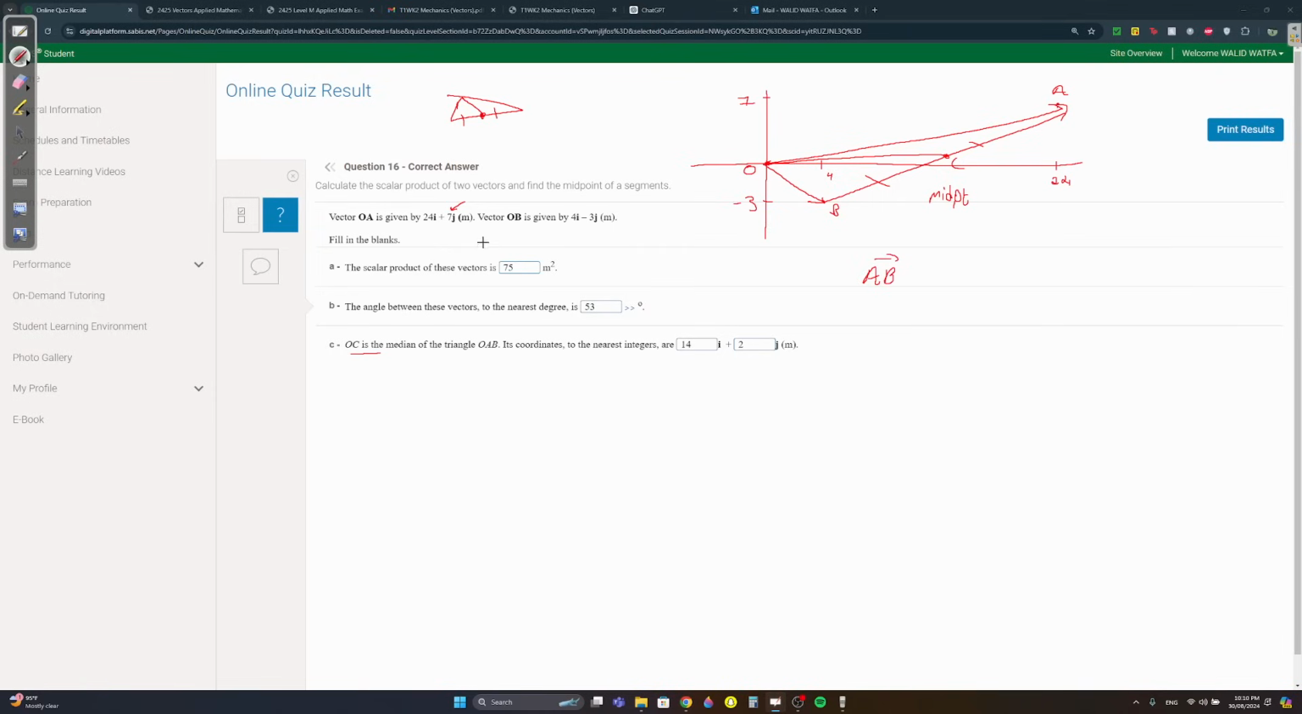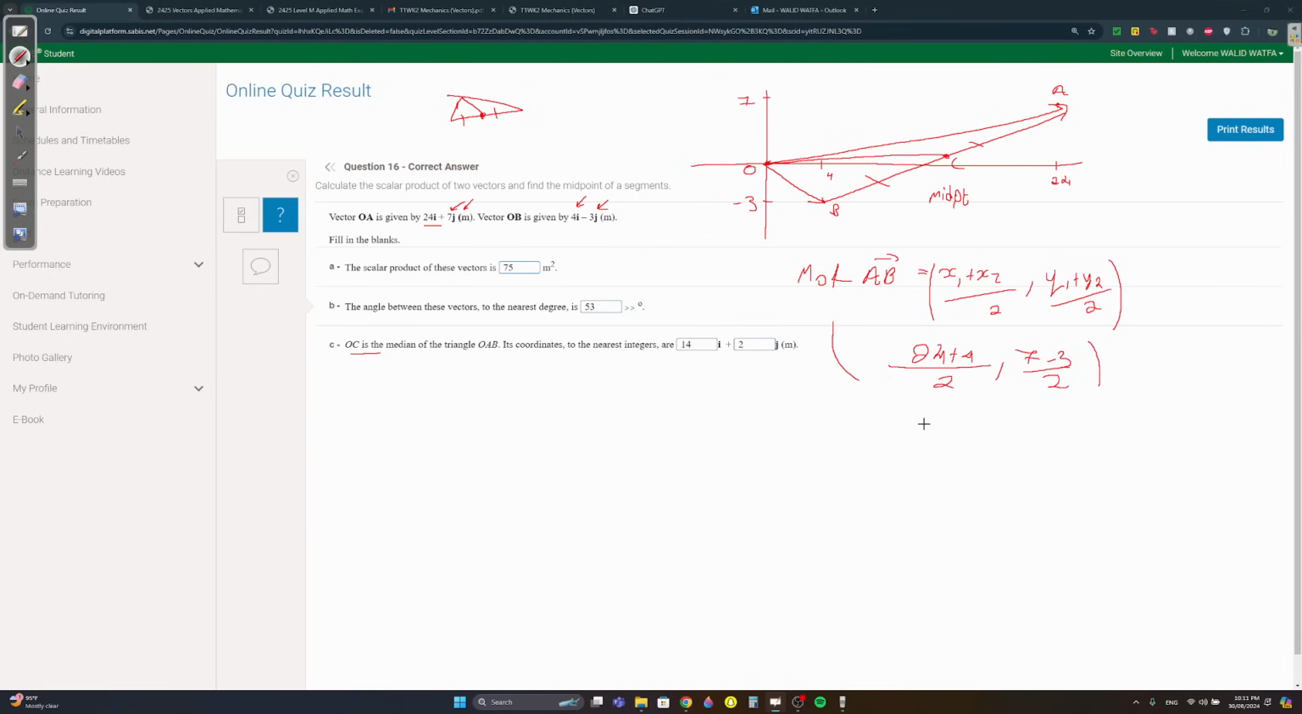Do we know the coordinates of A? Yes, 24, 7. Do we know the coordinates of B? Yes, 4, minus 3. So can I find the midpoint? Yes. We know that the midpoint of any segment is x1 plus x2 over 2, comma y1 plus y2 over 2. x1 is 24, x2 is 4 over 2. y1 is 7, y2 is minus 3 over 2.